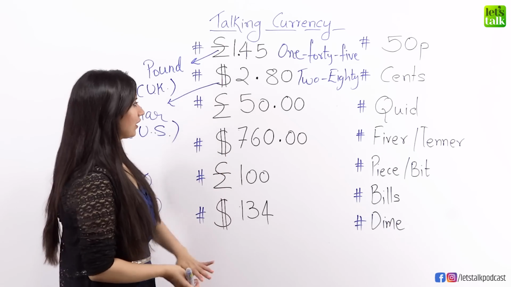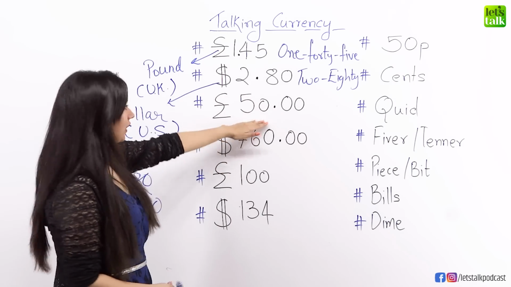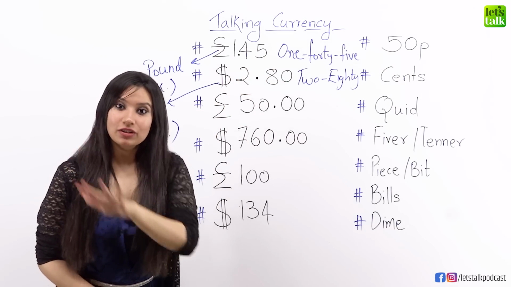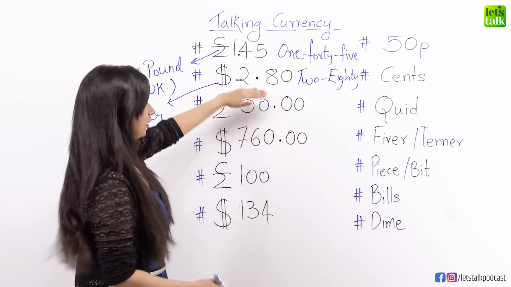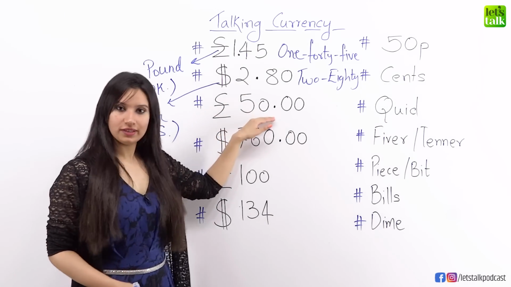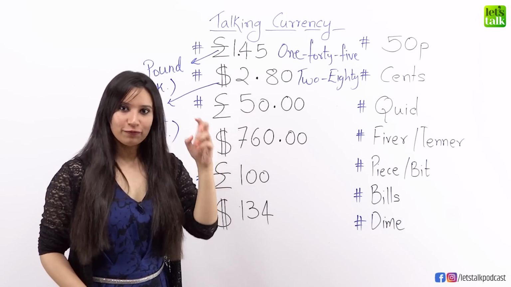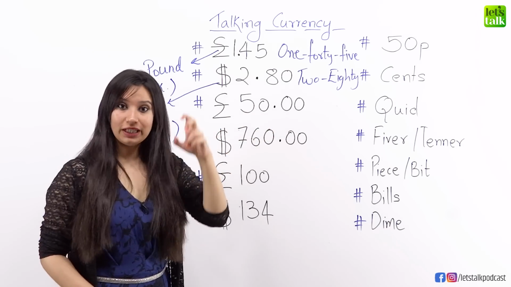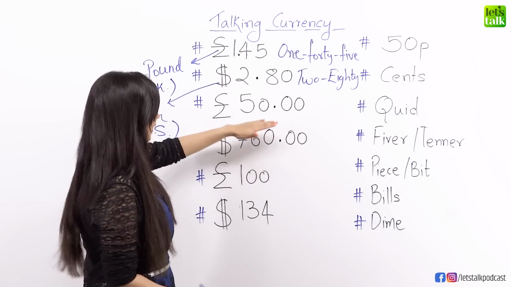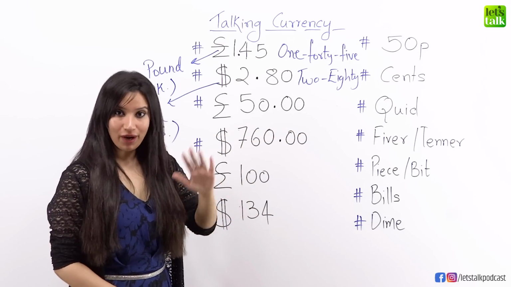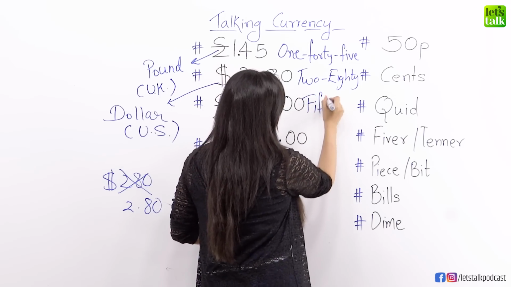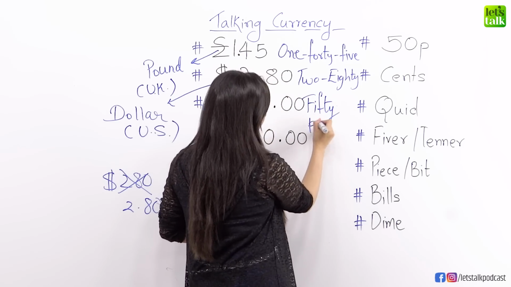Let's look further. This is 50 pounds. Here we said one forty-five and we did not say the word pounds. And here we said two eighty and we did not say the word dollar. How about this one? Should we say fifty? No. Whenever you have a full digit, that is you have only pounds and no pence after it, that's when you say 50 pounds to make it clear. So you would call this as 50 pounds.